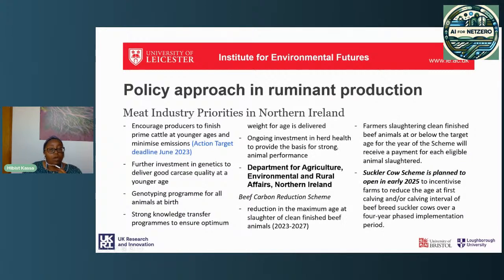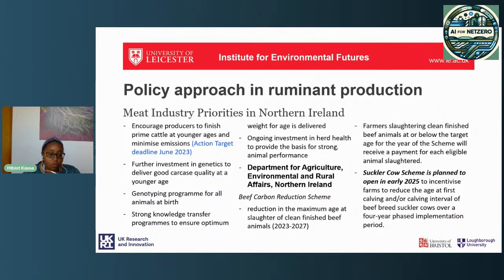What are the unknowns? So in relation to ruminant production, what has been put forward as a progressive model, within the nations of the UK, as having a decarbonized beef production, has been in Northern Ireland. Now, it's interesting to highlight that the meat industry has itself articulated and adopted a strategy to attain this outcome, as stakeholders engaging with the Department for Agriculture, Environment and Rural Affairs in Northern Ireland. It has been oriented to encourage producers to finish prime cattle at younger ages. So if they don't live as long, then the emissions per cow are reduced, for instance.